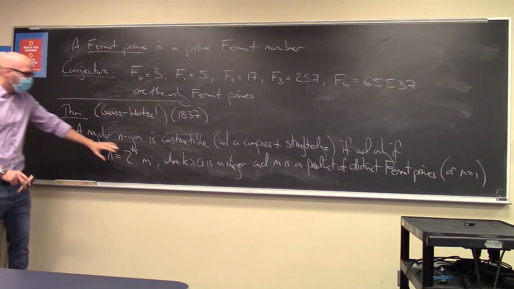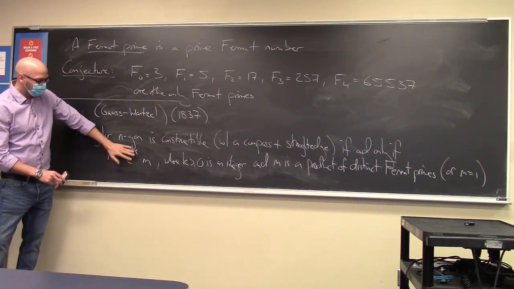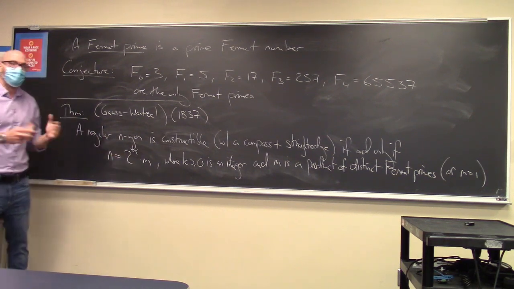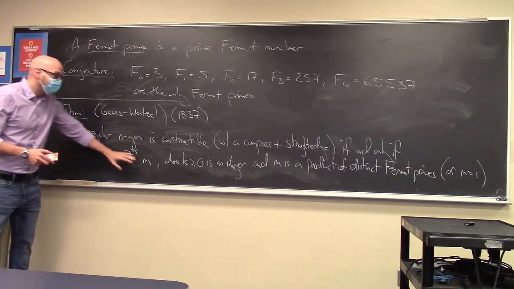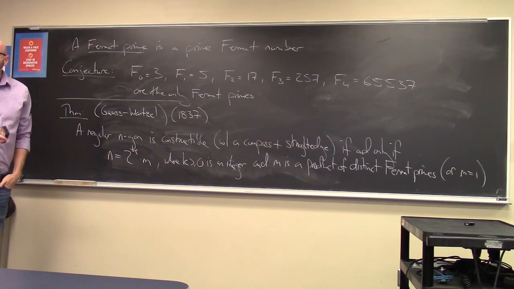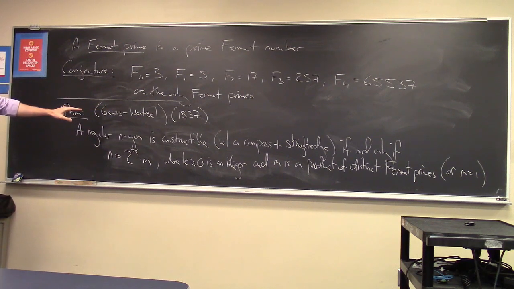So what does this mean? This means if you remove these multiples of 2, which are easy, then there's only a finite number of different products of Fermat primes, at least that we know of. There might be more, but so far these are the only ones that we know.